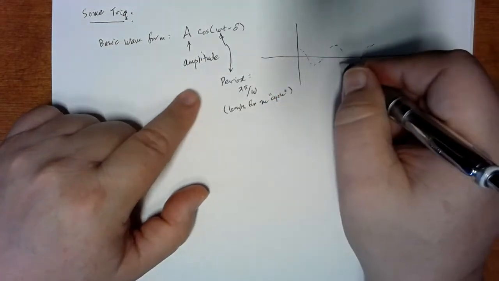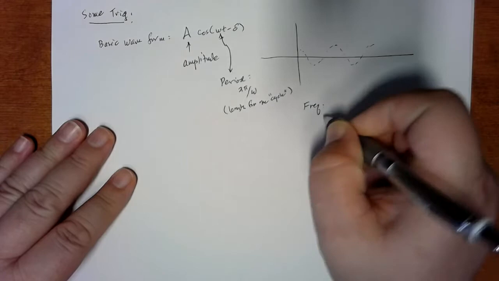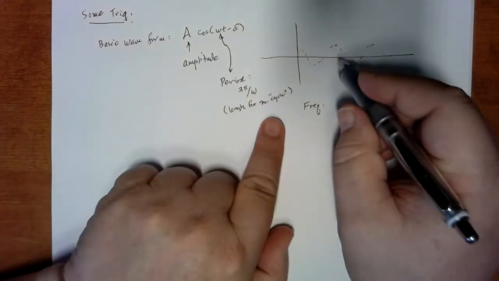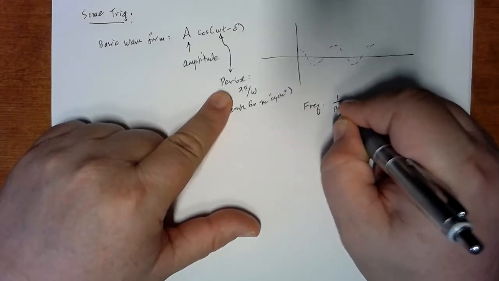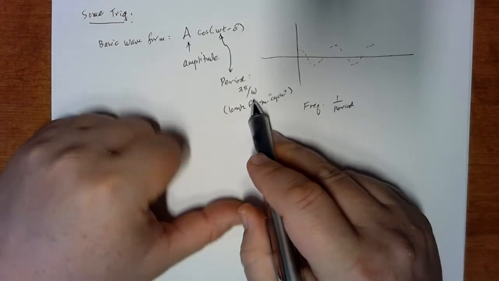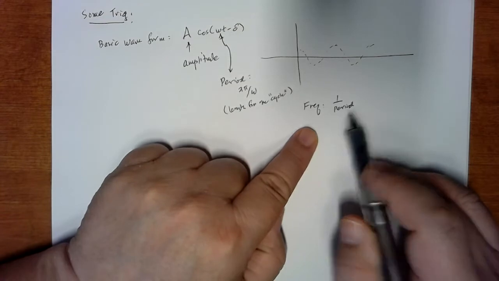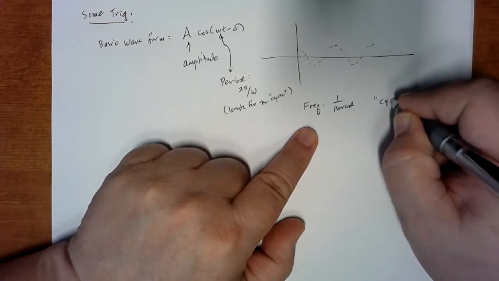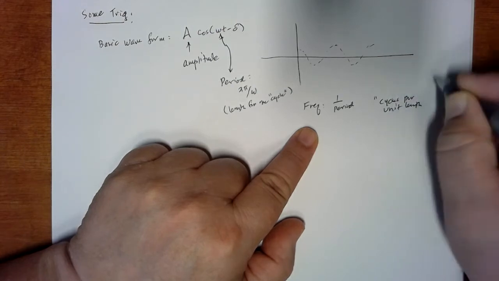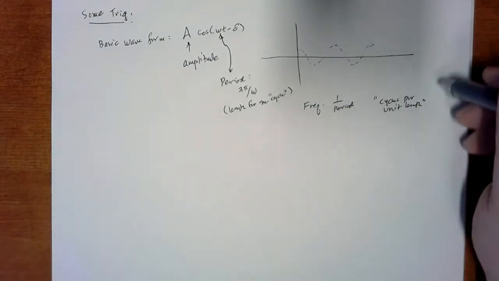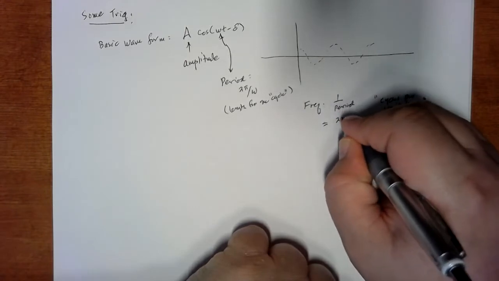Okay, now I should say frequency is the other measure that we use. Well, the frequency is defined to be 1 over the period. And so you could see here, if this is length per cycle, then frequency would be cycles per length. So you could think of this as cycles per unit length, whatever your length is. It might be in meters, might be in whatever. Okay, so in other words, the frequency is going to be omega over 2 pi.